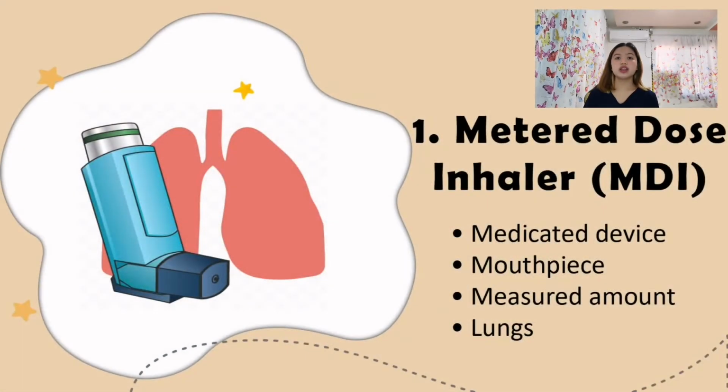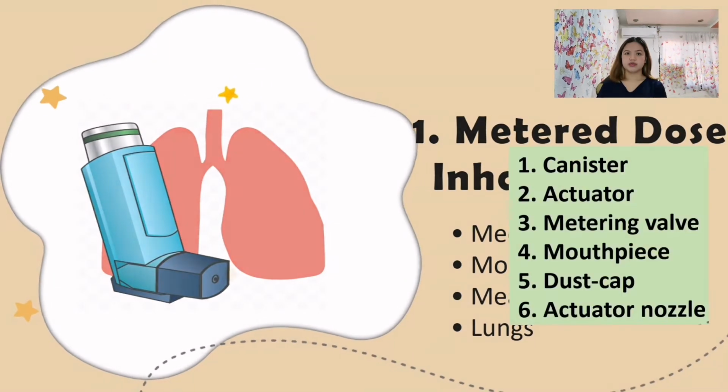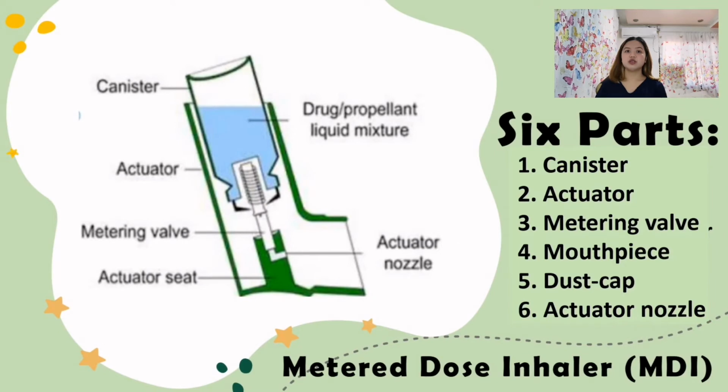First is the metered dose inhaler or MDI. It is an inhaling respiratory medication device with a mouthpiece, which delivers a measured amount of medication to the lungs. MDI has 6 illustrative parts. Number 1, the canister, which is made of stainless steel or aluminum, where the medicine resides. Number 2, the actuator, made of plastic. It has different colors that represent the different kinds of drugs that it delivers.